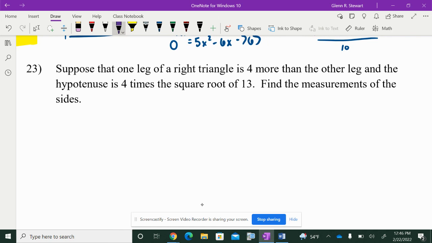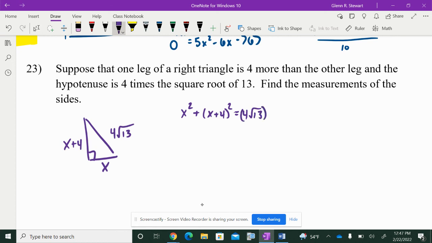Suppose one leg of a right triangle is 4 more than the other leg. The hypotenuse is 4 times the square root of 13. Find the measure of the sides. Got one leg that's x, another that's x plus 4, and they've got another one that's 4 root 13. x squared plus x plus 4 squared is equal to 4 root 13 squared. So how I'm figuring that, a squared plus b squared equals c squared. So x squared plus x plus 4 times x plus 4 equals 16 times 13. How'd you get that? 4 squared is 16, square root of 13 squared is 13.